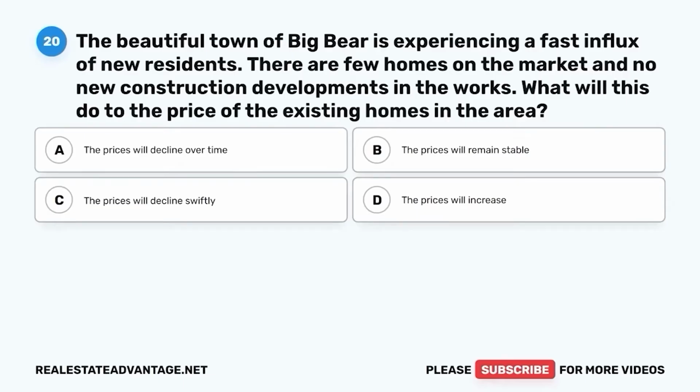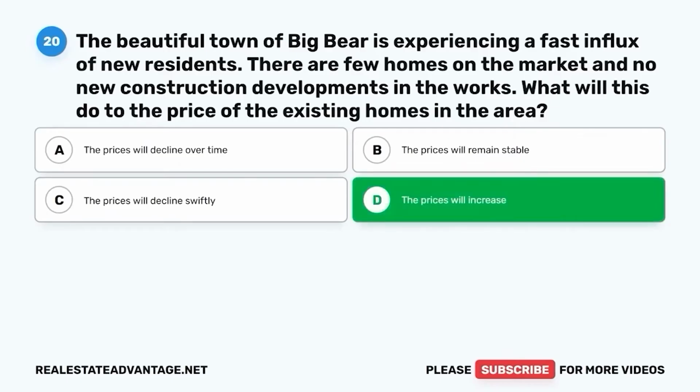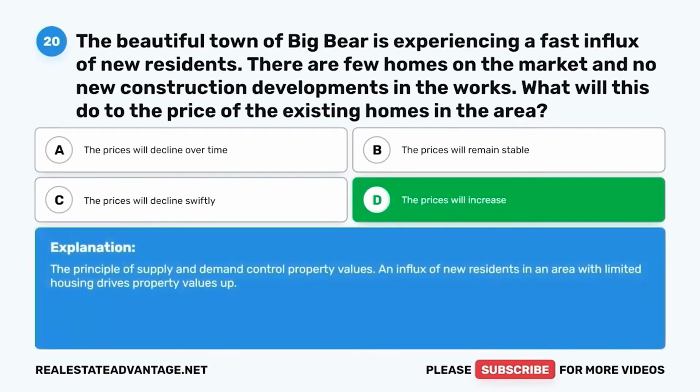Question 20. The beautiful town of Big Bear is experiencing a fast influx of new residents. There are few homes on the market and no new construction developments in the works. What will this do to the price of the existing homes in the area? A. The prices will decline over time. B. The prices will remain stable. C. The prices will decline swiftly. D. The prices will increase. The correct answer is D. The prices will increase. The principle of supply and demand controls property values. An influx of new residents in an area with limited housing drives property values up.